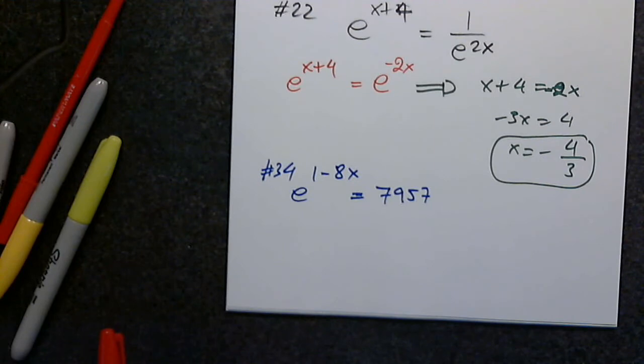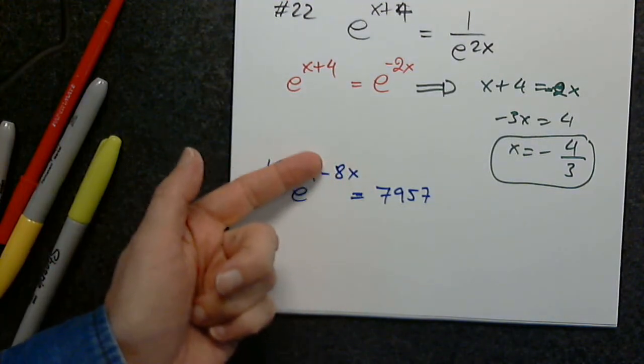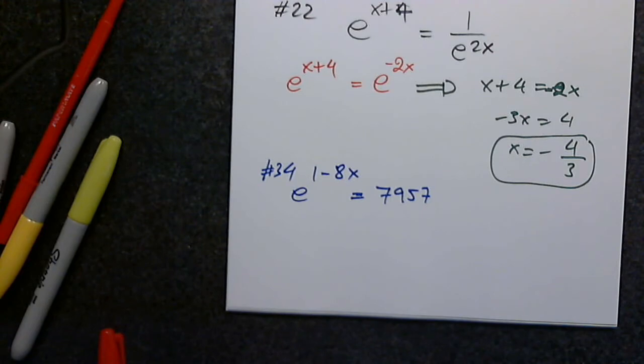Well, I shouldn't even ask myself, can I present e and 7,957 with the same base? The answer is no. So there must be a way of solving this equation for x. It's still an exponential equation. The base is e. The variable is in the exponent. So there must be a way. So let me ask you this.